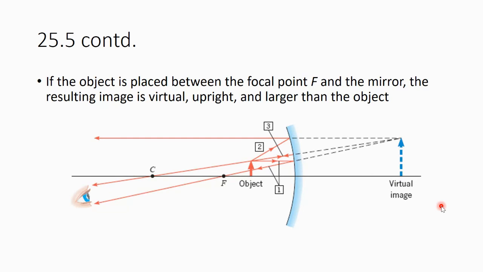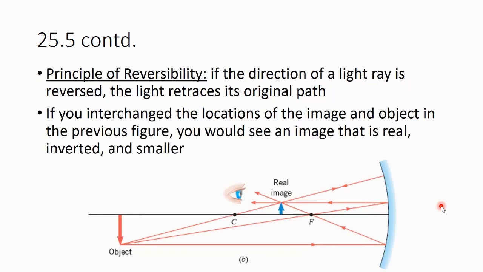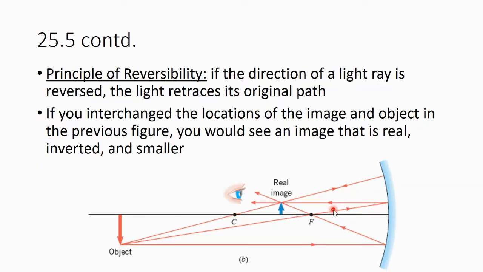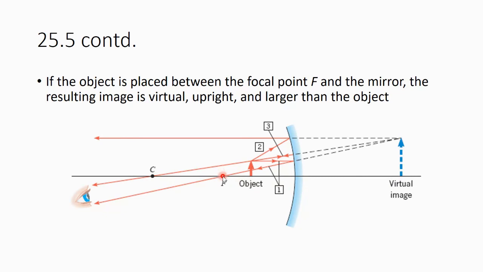If an object is placed between the focal point F and the mirror, the resulting image is virtual, upright, and larger than the object. So going back to this example, remember our object was between the center and the focal point, and now it's saying, okay, what if the object is actually between the focal point and the mirror? So if we go through and try to do our 3 rays, we have our parallel one that bounces off and goes through the focal point, and then we have the one that goes through the focal point and bounces off parallel.